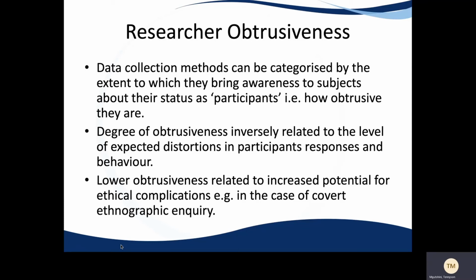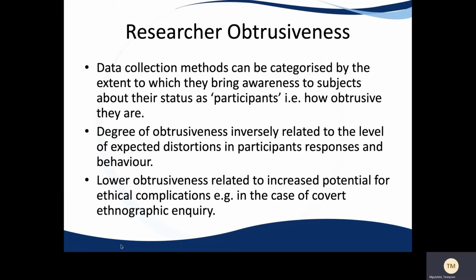Then the next dimension that people look at is obtrusiveness. Obtrusiveness relates to the extent to which the method you've chosen brings awareness to the subjects about their status as people who are involved in a study. If you think about some of the methods that I've offered to you, collecting data through observation works best if the researcher is aware that they need to find an unobtrusive option, because once the person from whom you're collecting data is aware, you can expect a high level of distortion in the way that they act and respond to you.